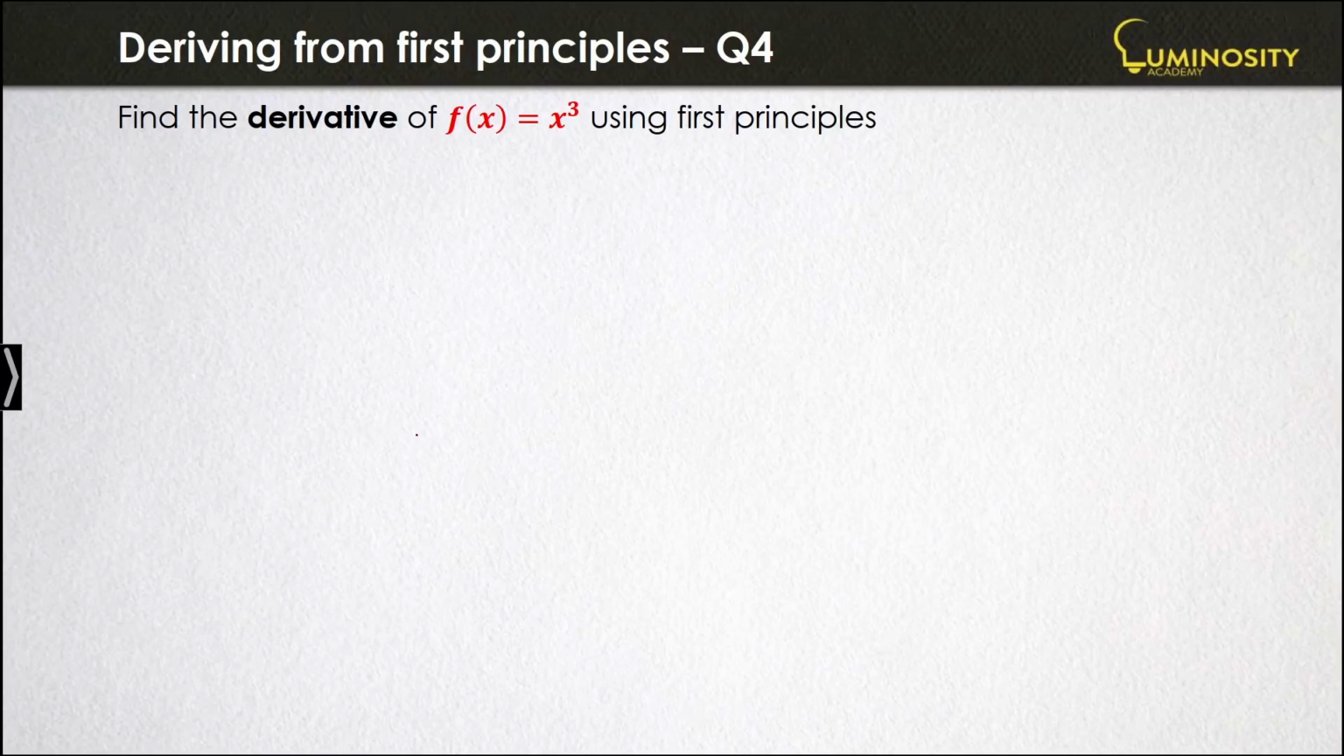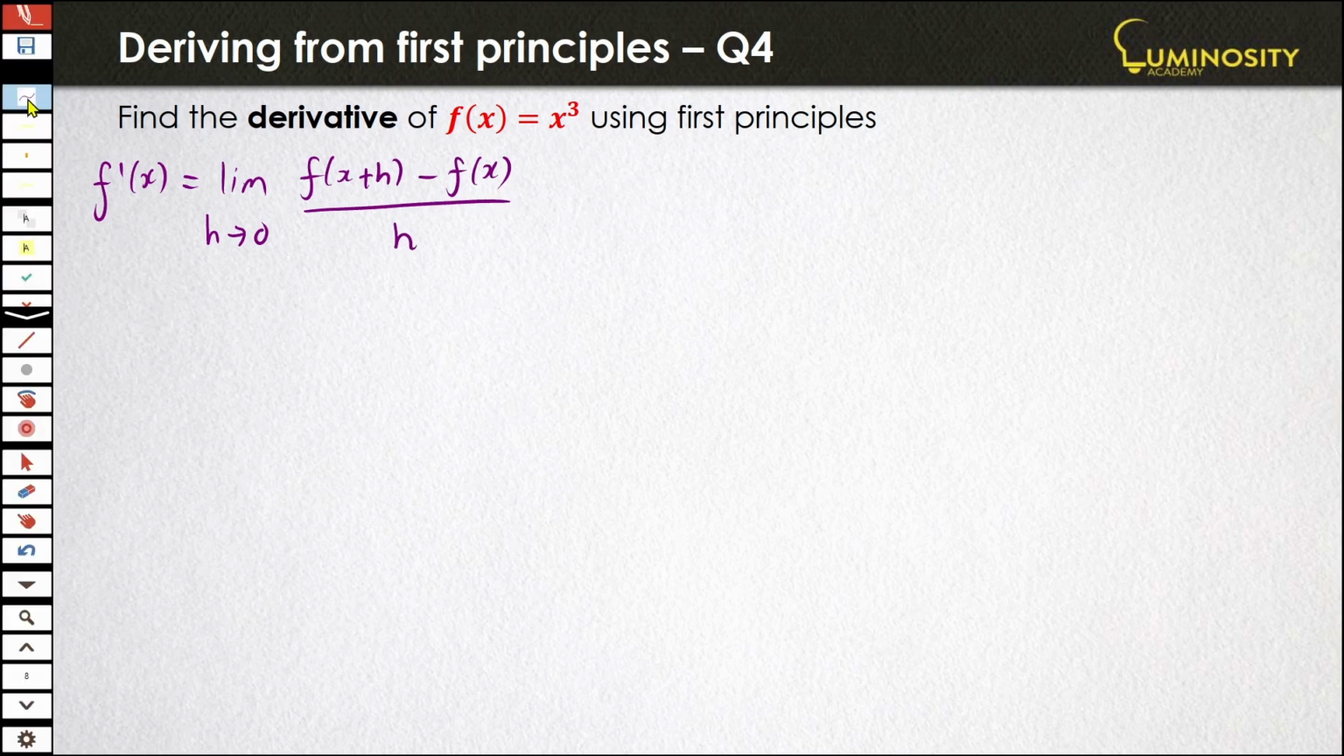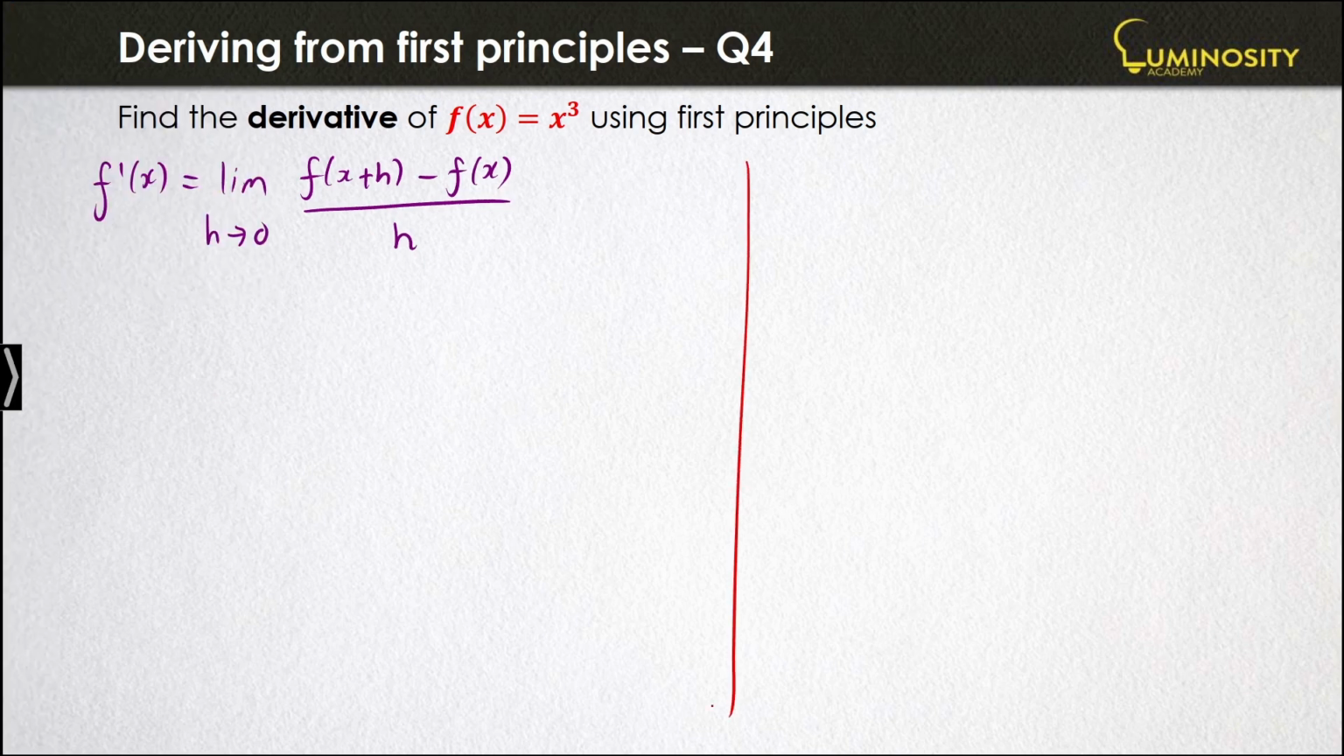What is the derivative? Let's have a look at deriving from first principles, question 4. So again, the first derivative, f prime x, is defined as the limit as h approaches 0 of the average gradient formula, f of x plus h minus f of x, all over h. So I'm going to do my algebraic gymnastics on the side and then substitute in.